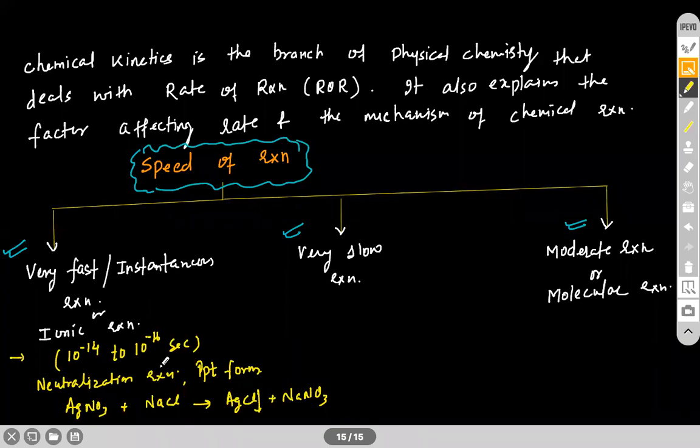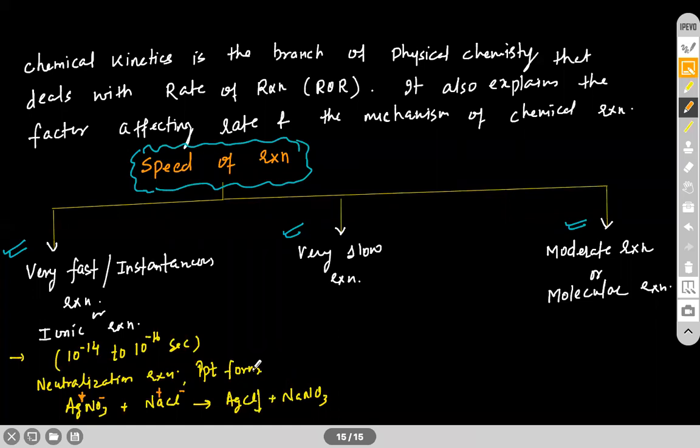This is the first type of reaction. Why are these reactions very fast? You can understand this because it involves the exchange of ions. These are salts, present as Na plus and Cl minus, Ag plus and NO3 minus. So here we have exchange of ions. Ag plus takes the Cl minus, forms AgCl. Na plus takes NO3 minus, forms NaNO3. So ions are getting exchanged, hence the reactions are very fast, right? Very slow reaction takes months or years to finish.